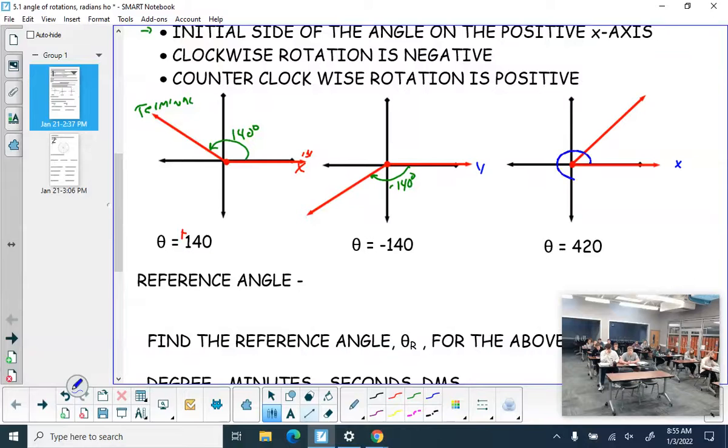So my rotation would be a whole rotation and then part of another. Okay, so once again, what we're doing is we're talking about rotations. If I go one time around and end up where I started, that's 360 degrees.